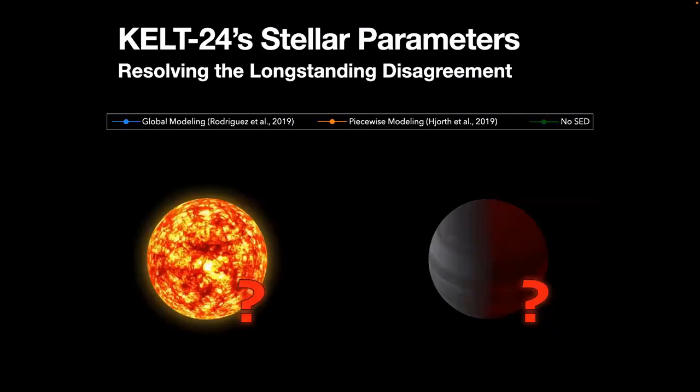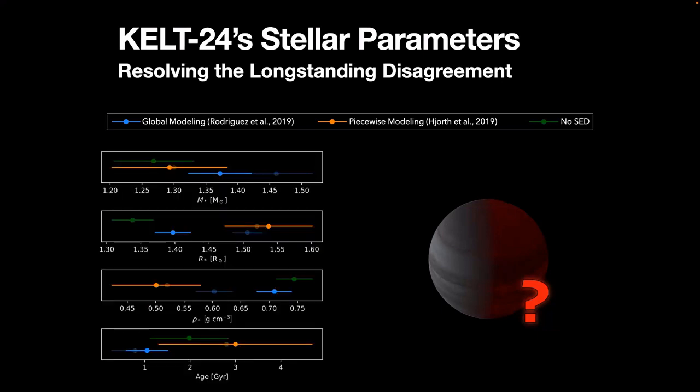So now the meat and potatoes of this analysis, where we're going to present the results of those 3 different fits and also compare them to the original discovery papers. So we can start with the star. What we're going to show is the blue, which is the same setup used before for the Rodriguez et al. paper. We have the orange, which is our piecewise modeling that follows the routine presented by Horth et al. And we have in green this no SED case that we use.